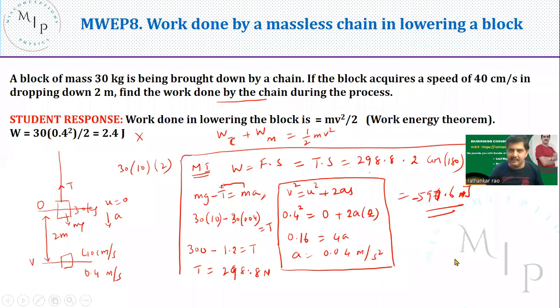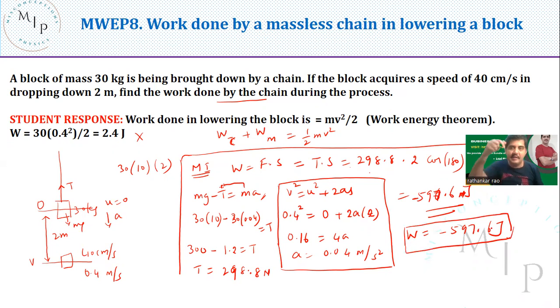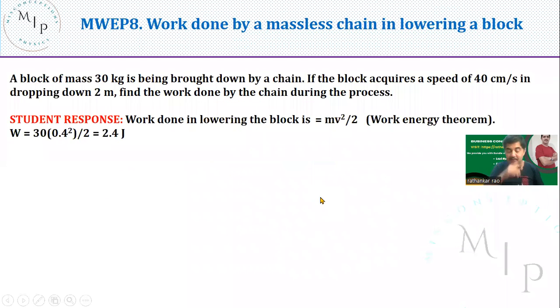Okay, so the answer that we have got is work done is equal to minus 597.6 joules. This is the work done by the tension in lowering the object by a distance of 2 meters. Okay. Let us do the second method. What was the second method? Let me go to the first method.